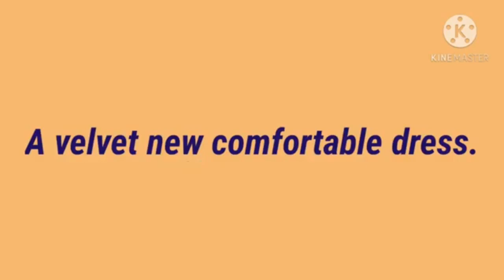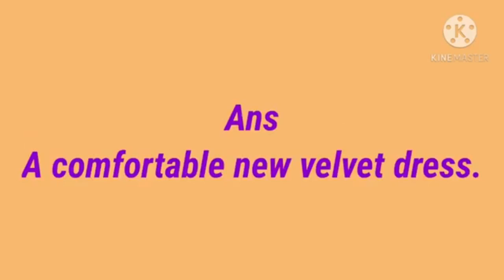New describes age. Comfortable, quality or opinion. Okay. So which is the correct order? First one we want to write the quality or opinion of the noun and then age and then material. So what is the correct answer? A comfortable new velvet dress is the correct answer.